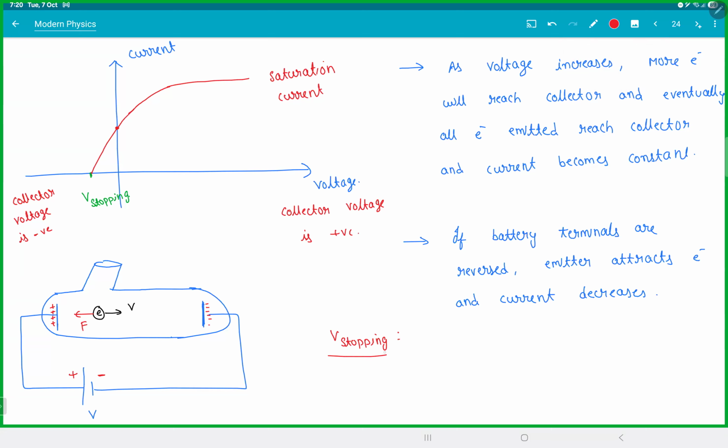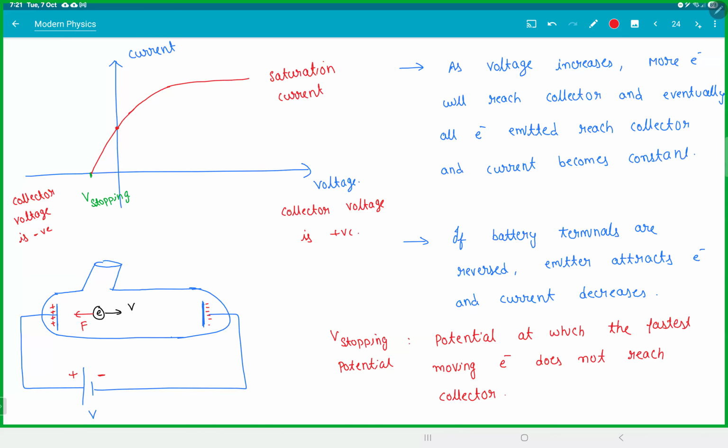What is V stopping potential? This is the potential at which the fastest moving electron does not reach the collector. If your fastest electron does not reach the collector, that means no one is going to reach the collector. That is what we call as V stopping potential.